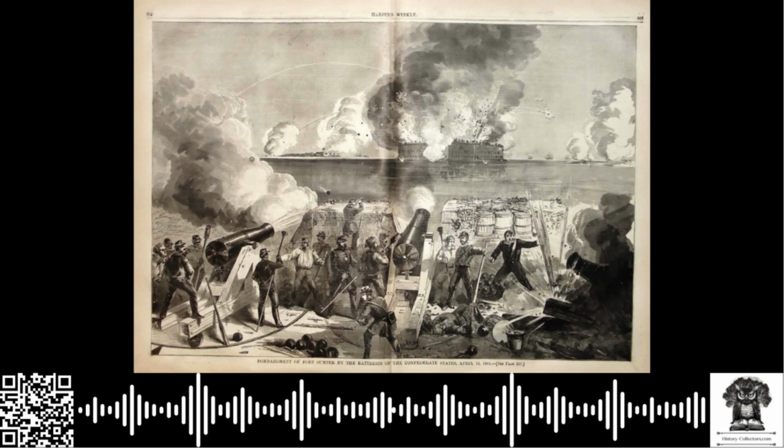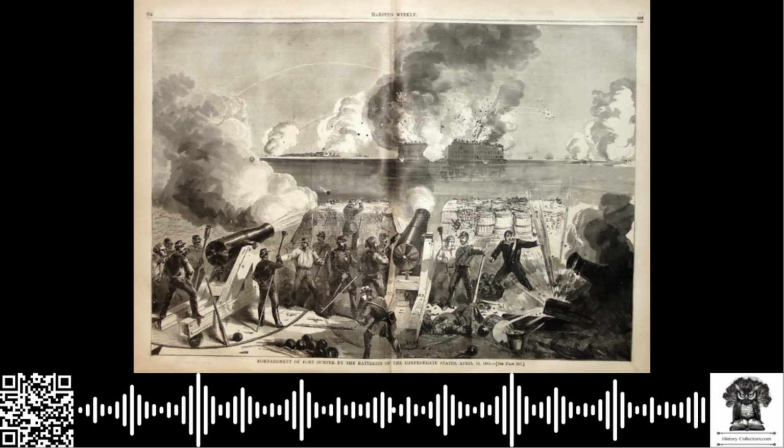Fort Sumter, located in a strategic position at the entrance to Charleston Harbor, was one of the few remaining federal properties in the seceded states. Lincoln announced in early April 1861 that he would resupply the fort, which the Confederacy viewed as an act of aggression. On April 12th, Confederate artillery commenced the attack. The Union garrison held out briefly before being forced to evacuate on April 13th.